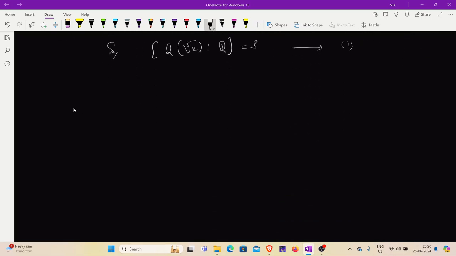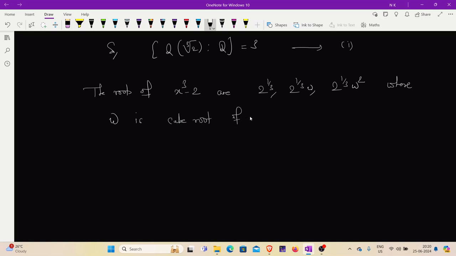Now we will find out the roots of x cube minus 2. The roots of x cube minus 2 are 2 raised to 1 upon 3, then 2 raised to 1 upon 3 omega, and 2 raised to 1 upon 3 omega square, where omega is a cube root of unity, right? Now I want to identify automorphisms.